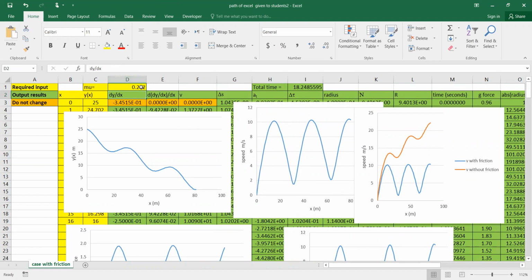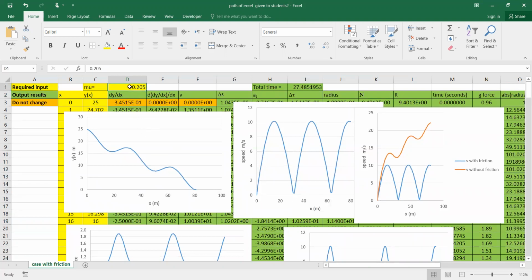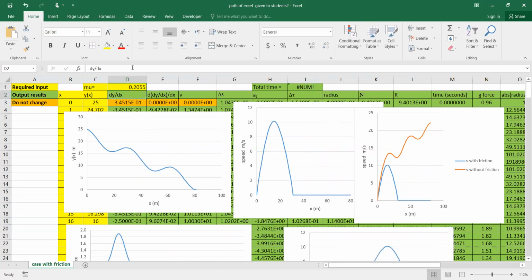Let's go with this now. Make it 0.5. You see here, this is the point. Look here. At this point the speed is almost becoming close to zero somewhere here. Yeah, see, it shows you clearly what happened. Almost close to zero.